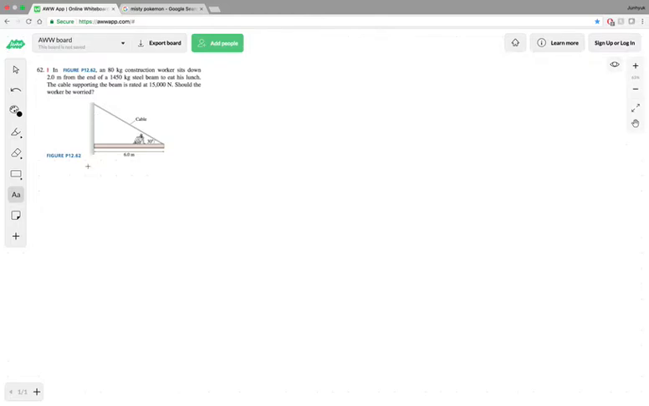So in the figure below, an 80 kilogram construction worker sits down 2 meters from the end of a 1450 kilogram steel beam to eat his lunch. The cable supporting the beam is rated at 15,000 newtons. Should the worker be worried?